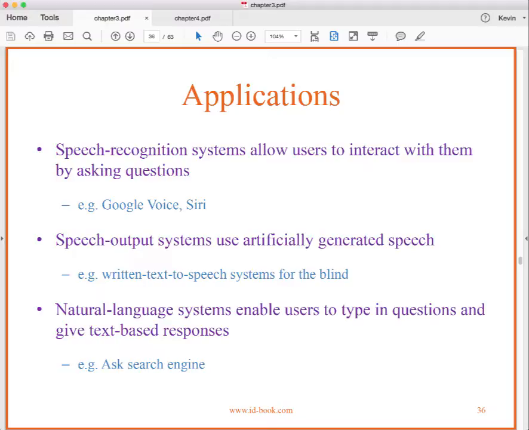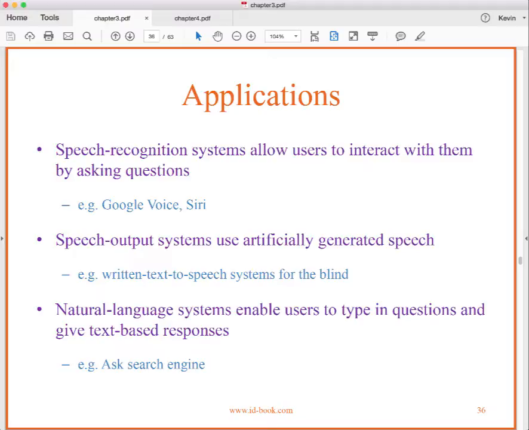And then, of course, we have devices like GPSs, which typically we don't speak to yet, but they speak to us. Written text-to-speech systems for the blind are getting better and better. And then we have natural language systems that enable users to type in questions and give text-based responses. And here they give the example of the Ask search engine.